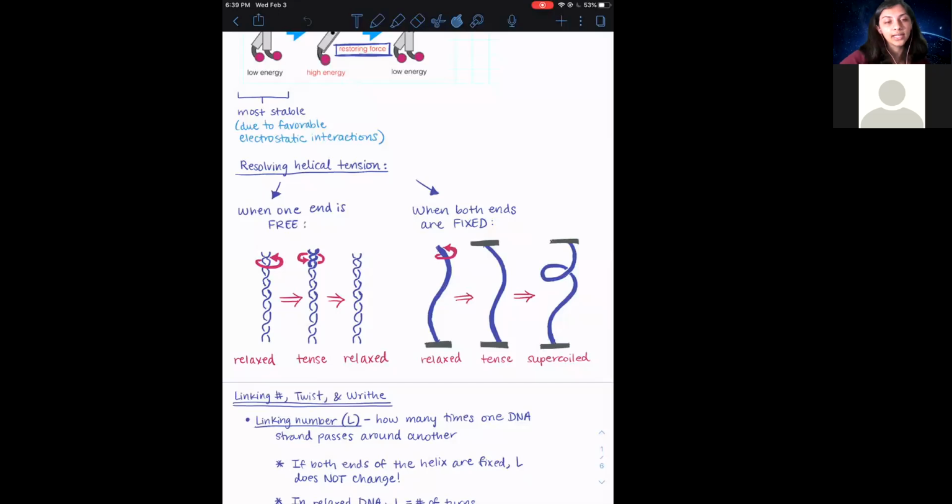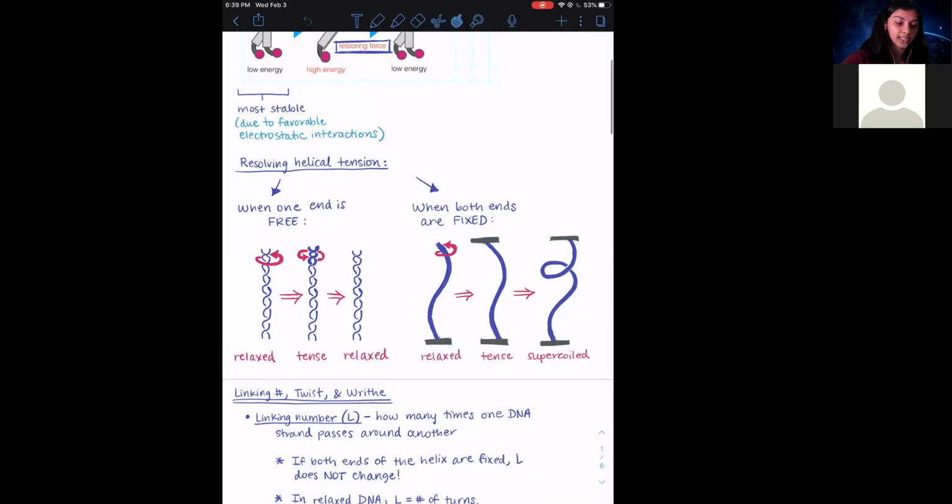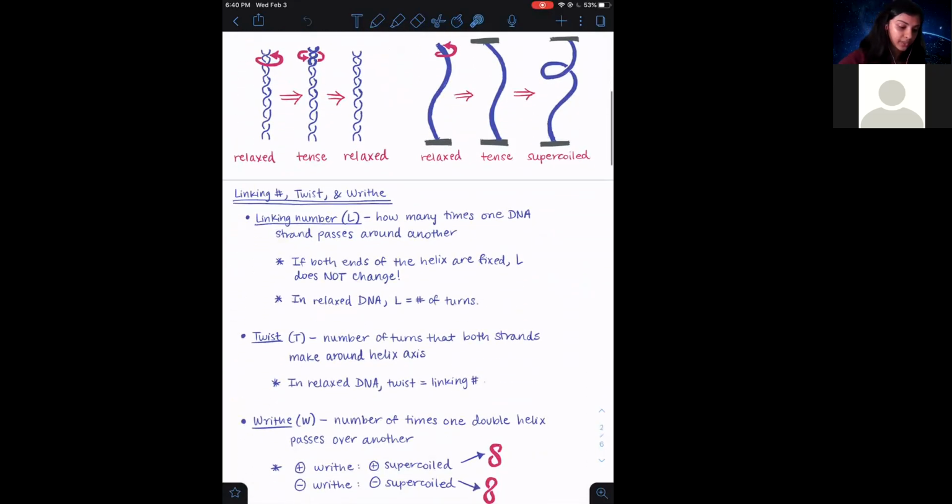If one end of the DNA is free, then rotating the DNA one way will simply result in the helix rotating back to its original position. However, if we rotate one end and then fix the two ends of DNA in place, then the helix is not able to rotate back to its original position. And this is where supercoiling comes in to resolve tension.